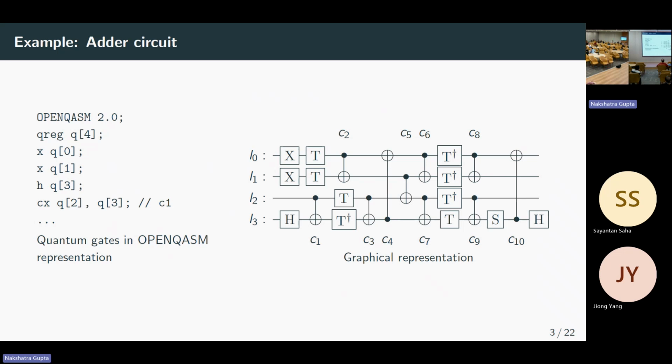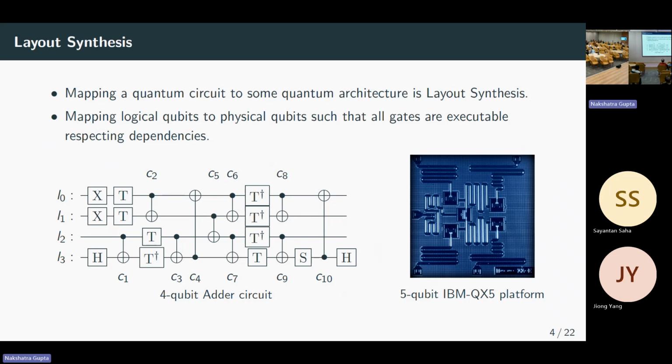Okay, and if you look at the complete adder circuit, it looks something like this. It has 10 2-qubit CNOT gates and 14 single qubit gates. Now let's suppose you have this circuit and you want to execute it on a quantum computer. You need to perform something called layout synthesis.